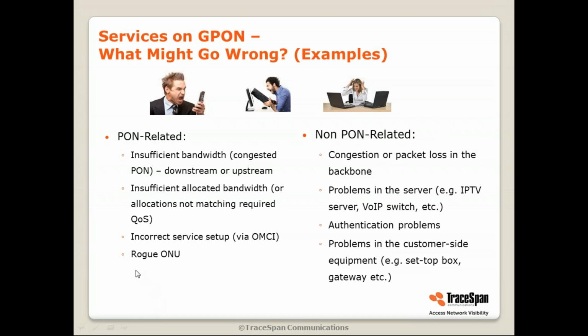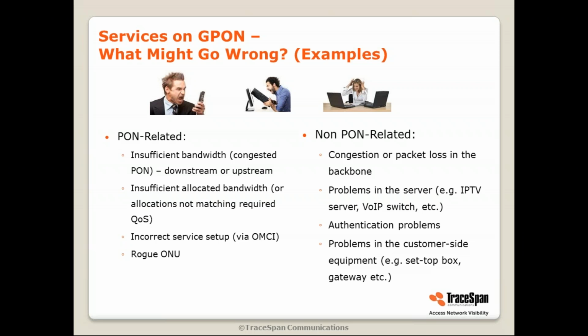Examples of PON-related ones are insufficient bandwidth. Let's say the PON is congested in the downstream or the upstream, so you don't get the bandwidth you need for your service. Insufficient allocated bandwidth. In other words, there is enough bandwidth, but for some reason the OLT doesn't allocate enough bandwidth according to the required QoS.